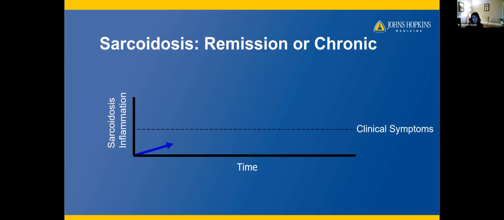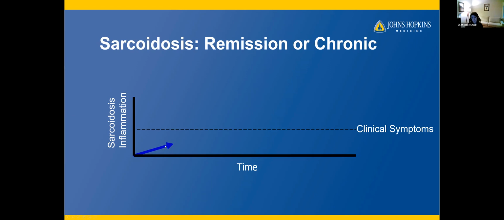And the first is, I'm going to orient you to this real quick. On our y-axis here, we have sarcoidosis inflammation, and the x-axis at the bottom is over time. And so this is time. And then the dotted line that I hope is coming up clearly for everyone is clinical symptoms. And so this blue arrow is the first patient that I wanted to talk through.